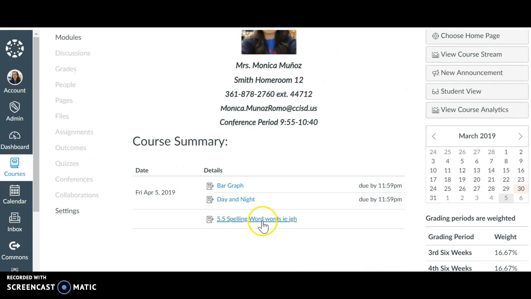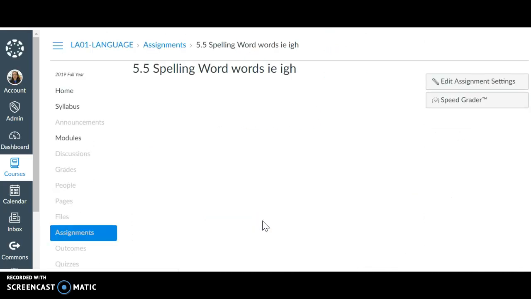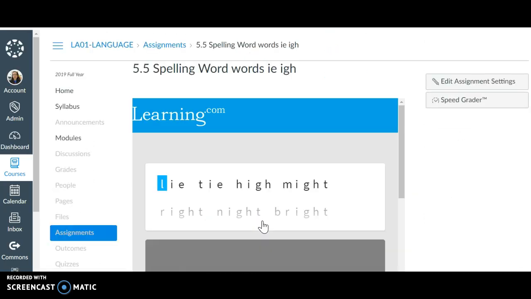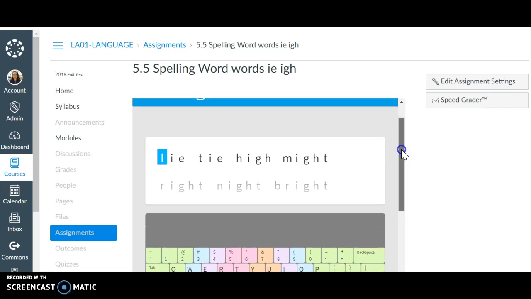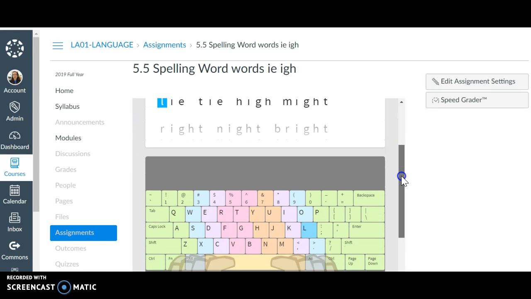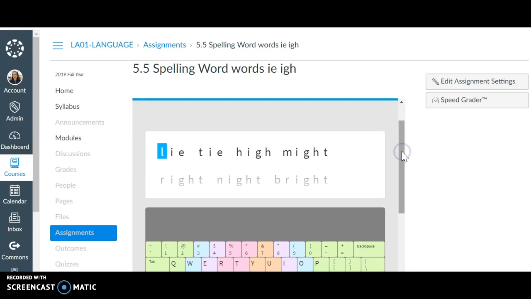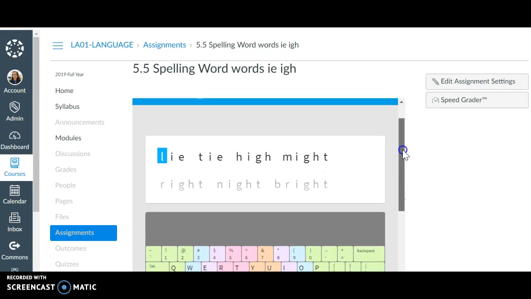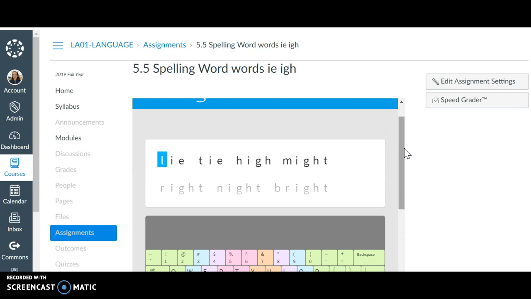And then I'm going to show you how I embedded a learning.com lesson. So here, what the students are going to be doing is that they're going to be learning how to type. So these are the spelling words for the week. So as you could see, my students are really engaged in learning so many technology tools in Canvas. Thank you.